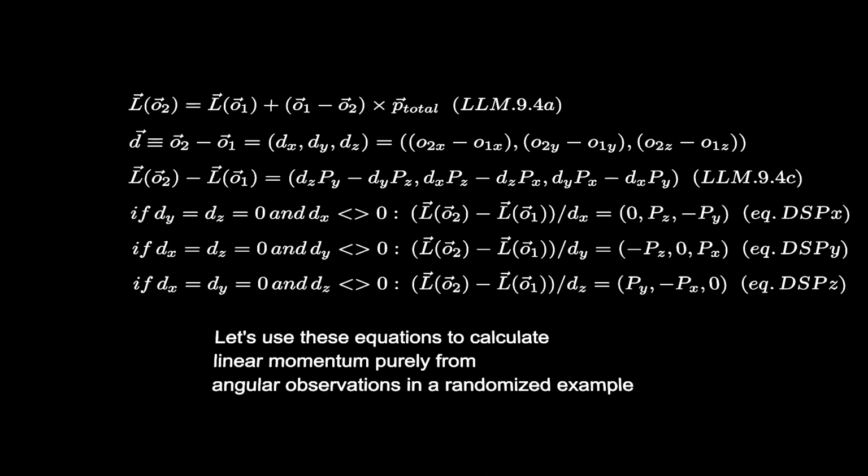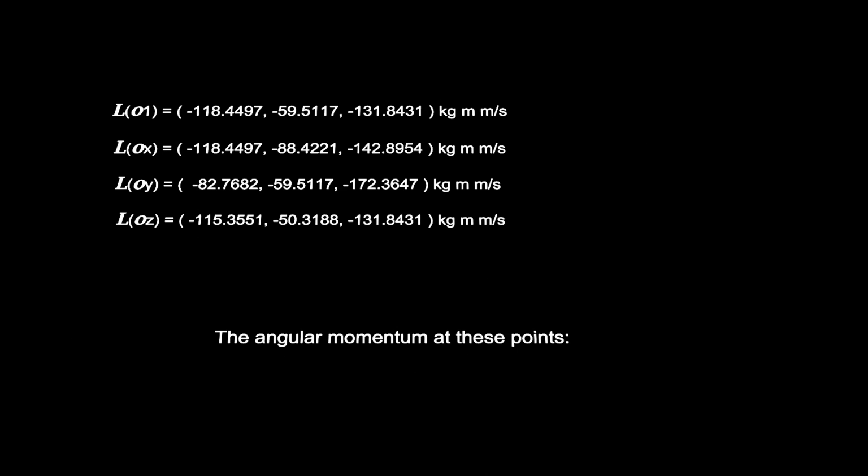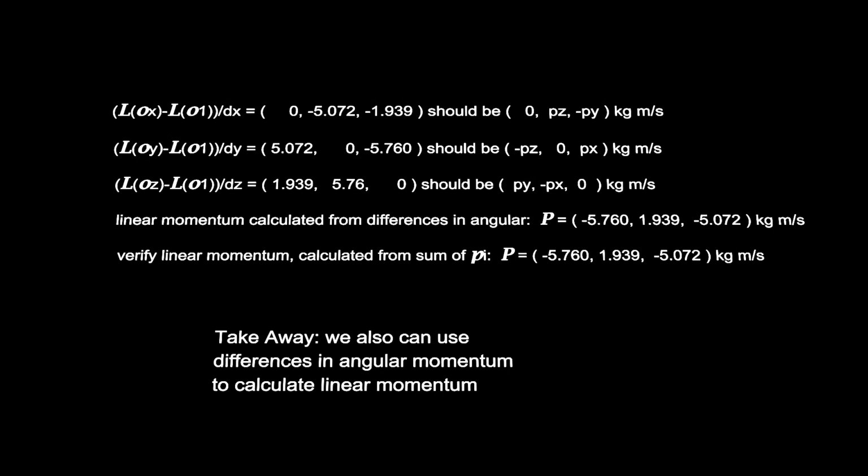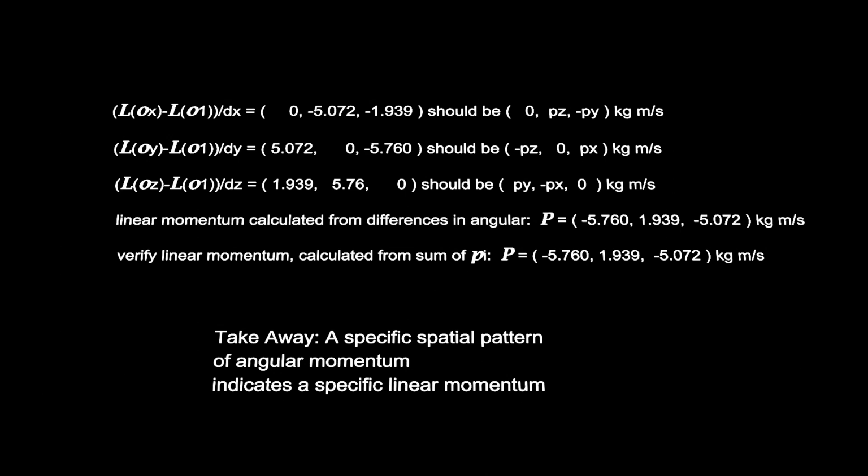Let's use these equations to calculate linear momentum purely from angular observations in a randomized example. Bodies, observations. We successfully calculated linear momentum from observations of angular momentum. Remember, we can use linear momentum to calculate differences in angular momentum. We also can use differences in angular momentum to calculate linear momentum. A specific spatial pattern of angular momentum indicates a specific linear momentum, and conservation of a spatial pattern of angular momentum implies conservation of linear momentum.